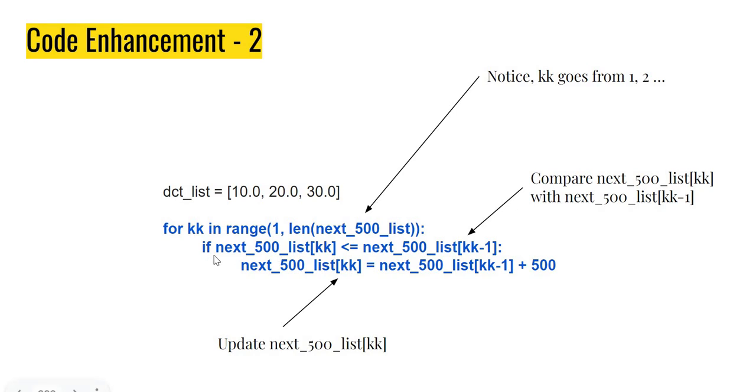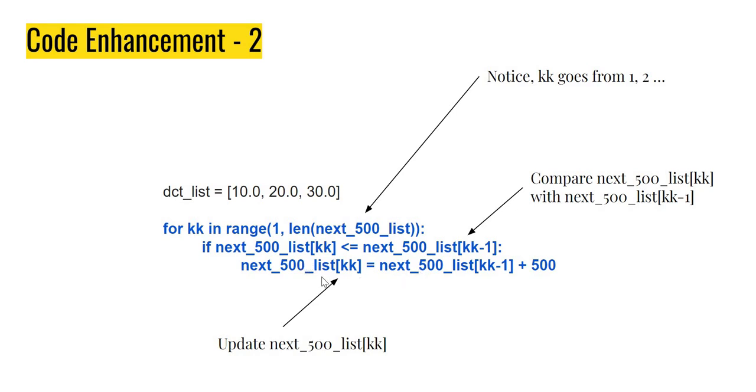So I'm really saying, okay, look, if item kk, which is item 1, is less than or equal to item 0, then I need to do something, because item kk has to be more than item kk minus 1. And I can fix that by saying that I'm going to set item kk to item kk minus 1 plus 500. Now, why is this correct? This may be a little bit confusing, but really think about it. If this condition is true, it means that there are two situations. One situation is item kk minus 1 is more than item kk, which is a problem.